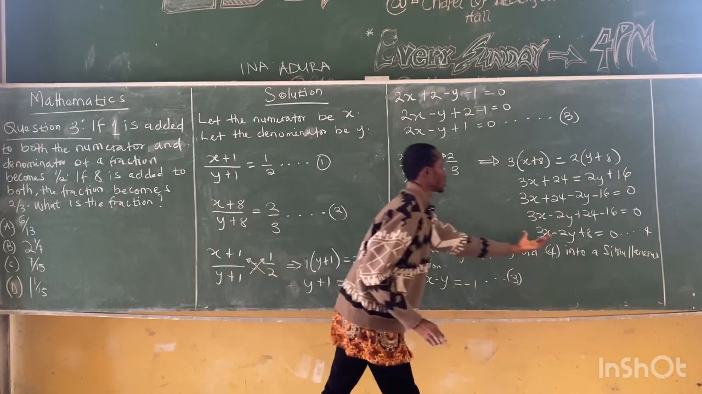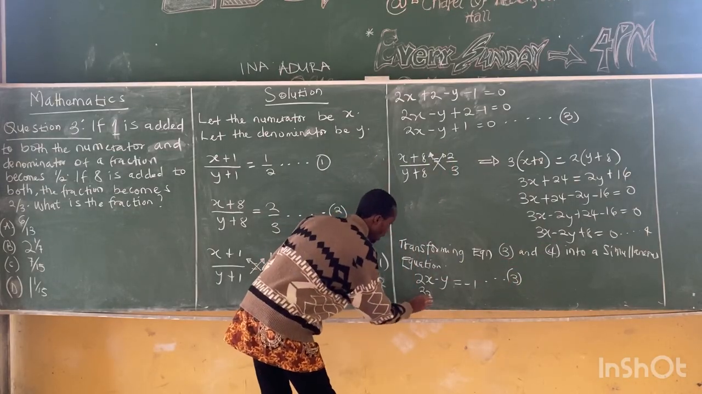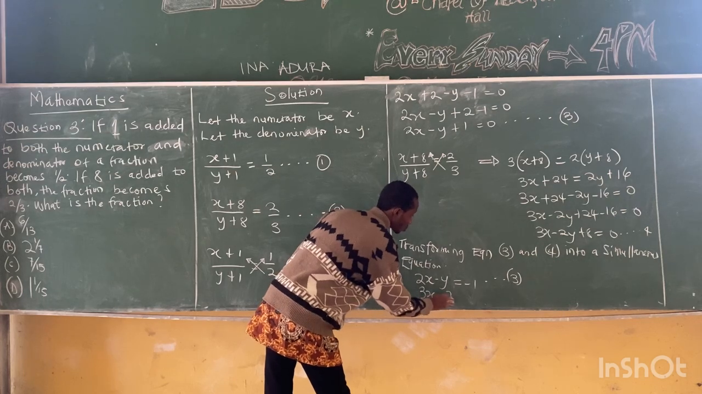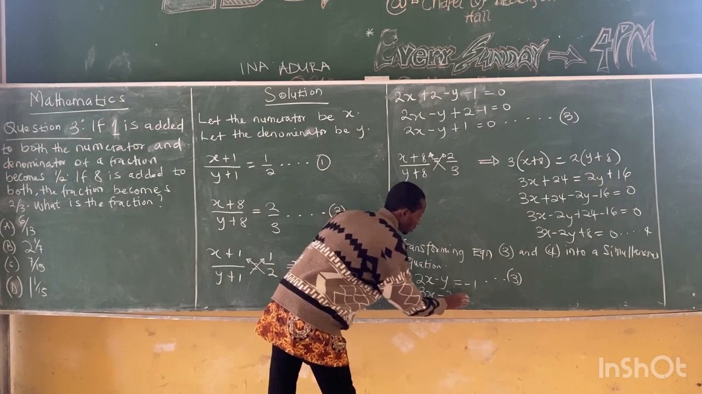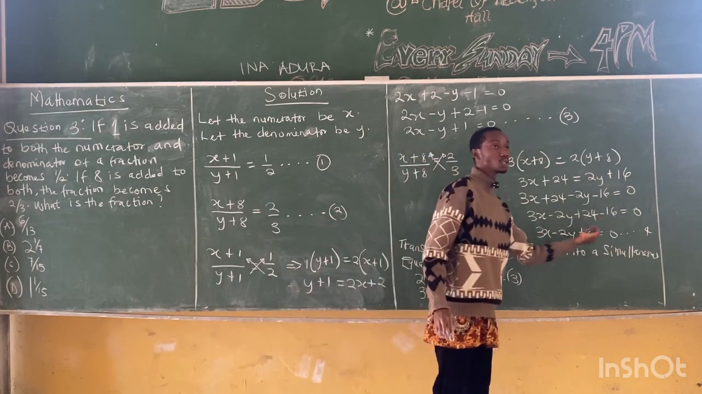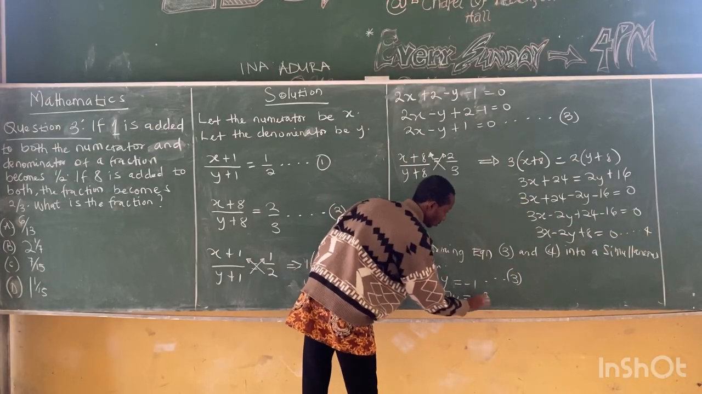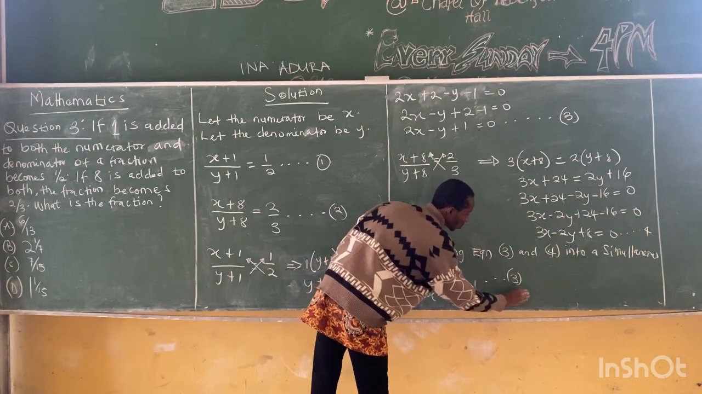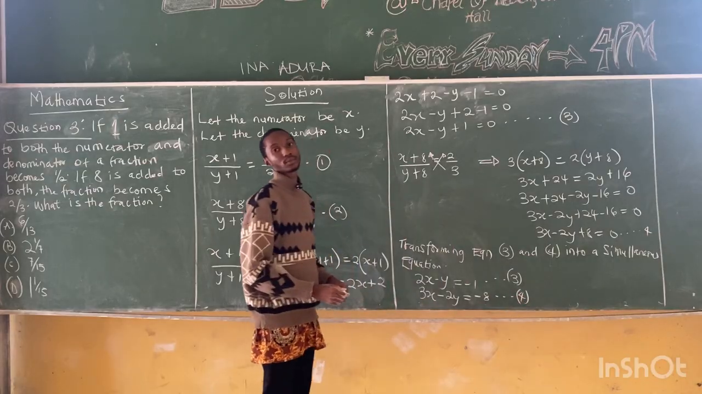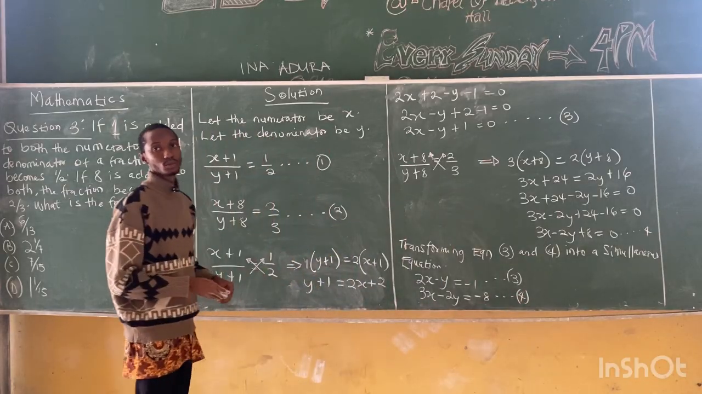Equation 4 is this. So we have 3x minus 2y is equal to, plus 8 will cross the equality sign. It changes from plus to minus. So we have minus 8. This becomes equation 4.